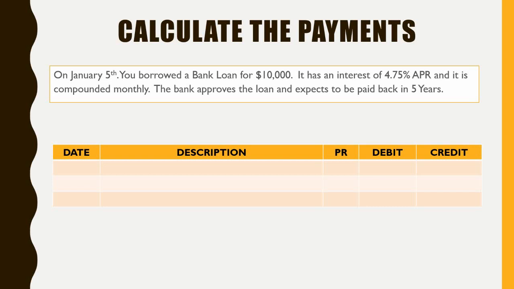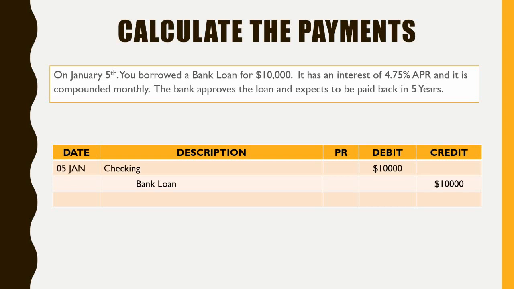All right, and the bank approves the loan, which is expected to be paid back in 5 years. So in this case, you have a 5-year loan for $10,000 with an interest rate of 4.75%, compounded every single month. If I calculate my figures, I'd get this number. Now, how does it actually calculate? Well, let's take a look.